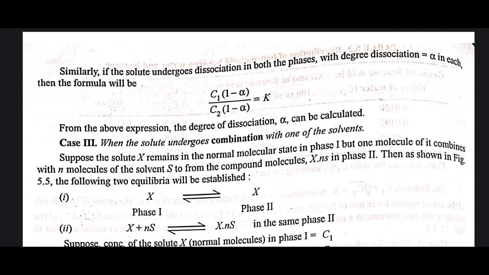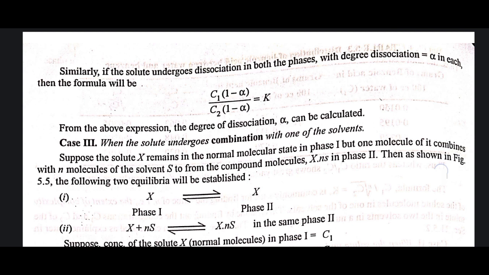Case 3. When the solute undergoes combination with one of the solvents. Suppose the solute X remains in the normal molecular state in phase 1, but one molecule of it combines with n molecules of the solvent S to form the compound molecules XnS in phase 2. The following two equilibria will be established. First, X in phase 1 gives X in phase 2. Second is X plus nS gives XnS in the same phase, both under equilibrium.